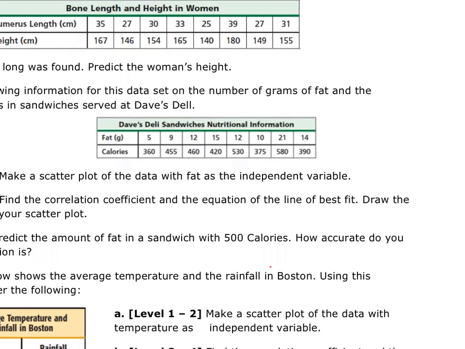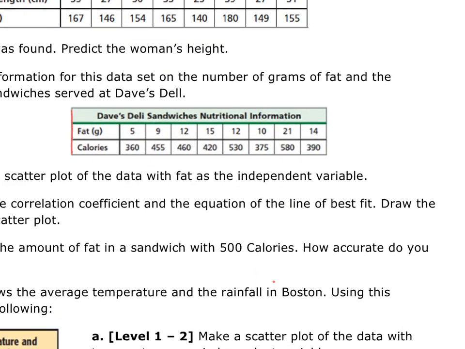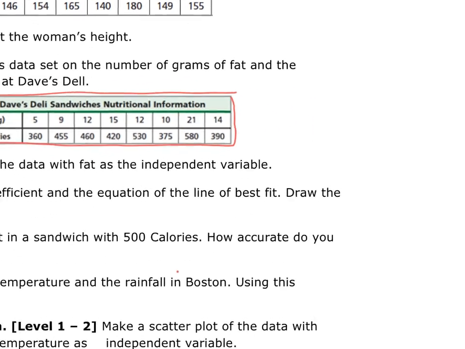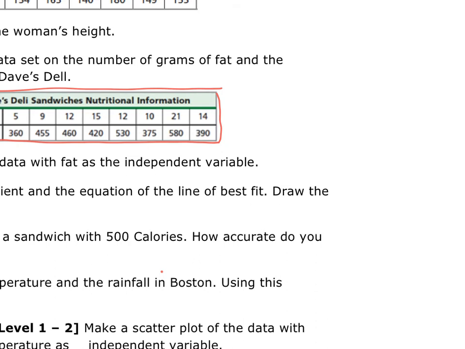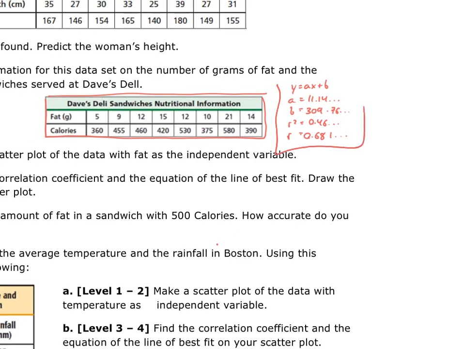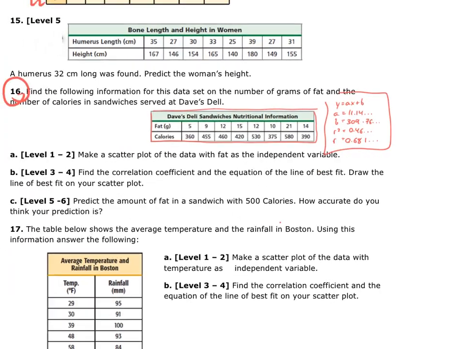And so when I did that with this data, I put all this data in and I got a linear regression that said y equals ax plus b. They said a equals 11.14 dot dot dot, b is 309.76 dot dot dot, r squared is 0.46 dot dot dot, and r is 0.681 dot dot dot. And they ask us to use this. Like, this is great, but I want to interpret it, right?